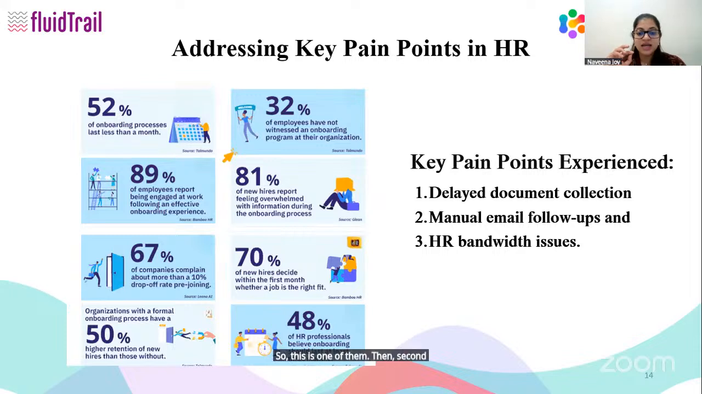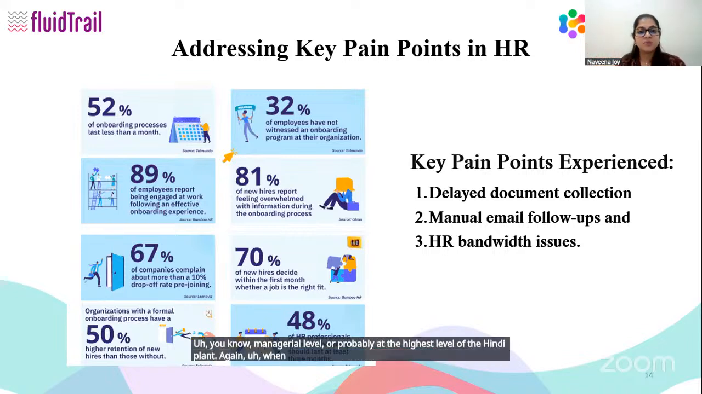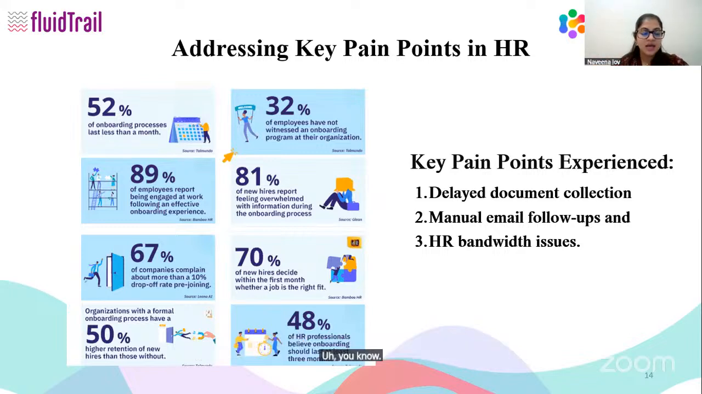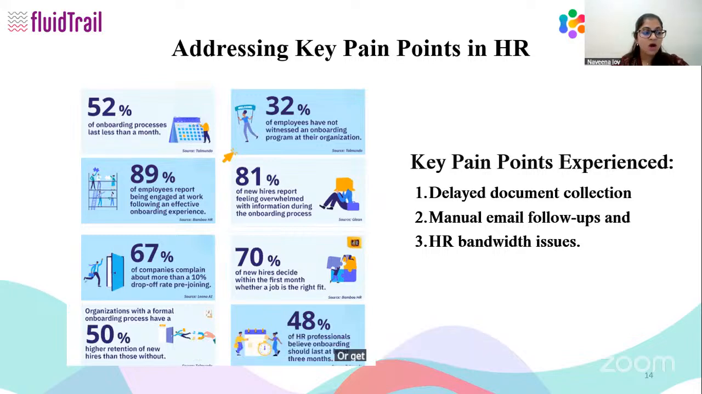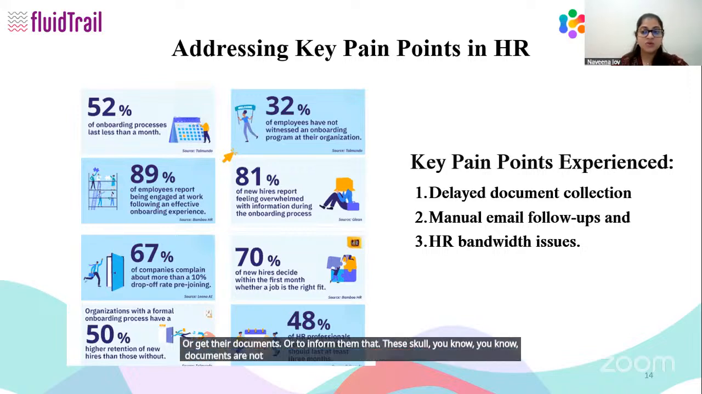Then the second thing is the manual email follow-ups. Again, when we get into the manufacturing people who are at the managerial level, or probably at the highest level in the plant, when these people use emails and have a digital presence, still it becomes a pre-onboarding and offboarding kind of thing, where we have to follow up on emails to get their documents, or to inform them that these documents are not there. So that is also there.